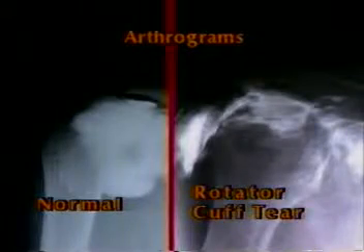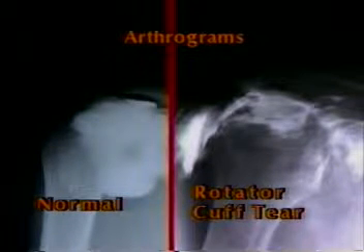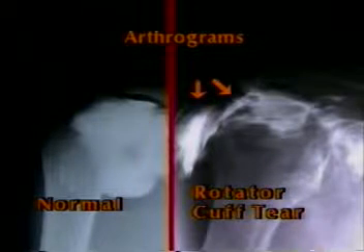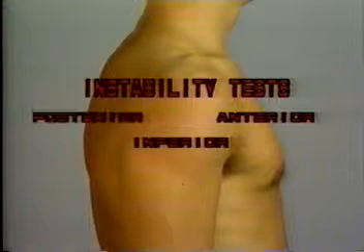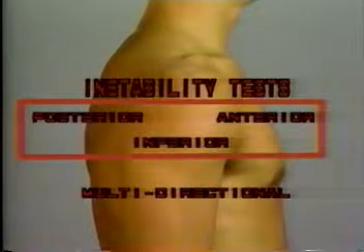Inability to initiate or maintain abduction in the absence of a neurological deficit suggests the possibility of a major rotator cuff tear, as seen by the leakage of contrast material through the rotator cuff defect into the subacromial and subdeltoid bursa. Instability tests. Shoulder instability may be anterior, inferior, posterior, or multidirectional, and an accurate assessment and grading of the instability must be made before appropriate therapy can be undertaken.